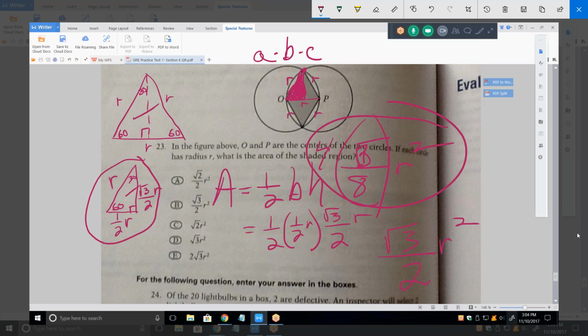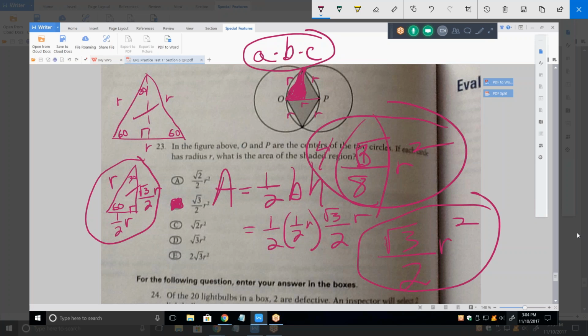Could you repeat that? When you have a bunch of things multiplied, you multiply the a times the b, take the result, multiply it by c. You could also multiply a times c, take the result, multiply it by b. What you don't do is multiply a times b and then multiply a times c again. In other words, do it one at a time, take your product, multiply by the next thing. Got it. So I have 4 times square root of 3 over 8 times r squared. That's square root of 3 over 2 r squared. Answer B.